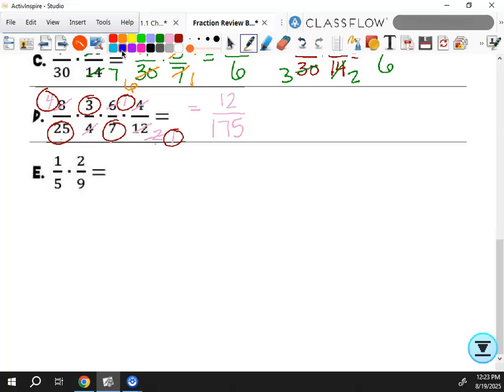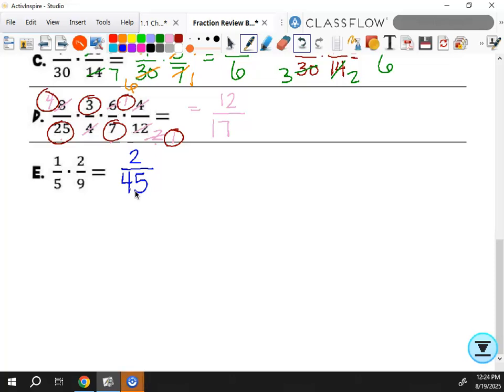Okay. Can I cross-cancel here at all, or reduce anything? No. So I just multiply straight across, and I get 3 over, not 3, oh my gosh, I'm adding. Don't do that. 1 times 2 is 2 over 45. Yikes. Multiply. And that's it. Okay, super easy one. Any questions at all?